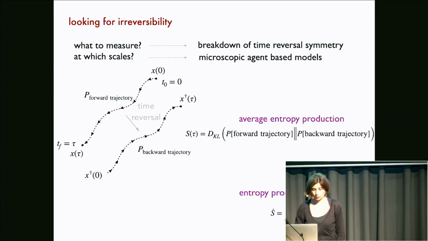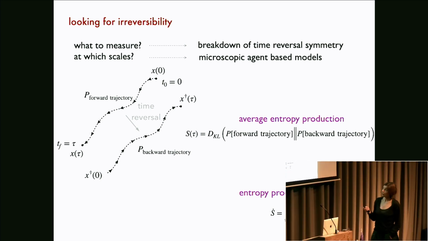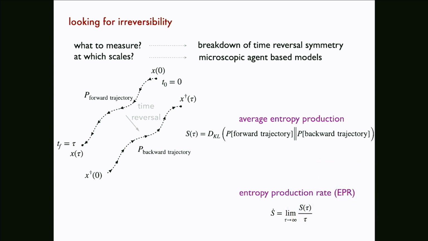But intuitively, we know what non-equilibrium means, and we can turn this intuition into measures, which people have done. Basically, if you consider the forward trajectories, and then you do a time reversal and consider backward trajectories, you see how different the statistics of the forward trajectories are compared to the statistics of backward trajectories. This defines an entropy term, and if you then look at the long time limit and divide by time, you get what's called the entropy production rate. And the entropy production rate is a measure of how far from equilibrium you are, because basically it just measures how different the statistics of the forward and backward trajectories are.